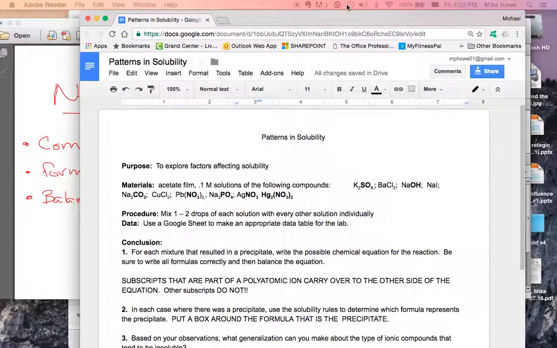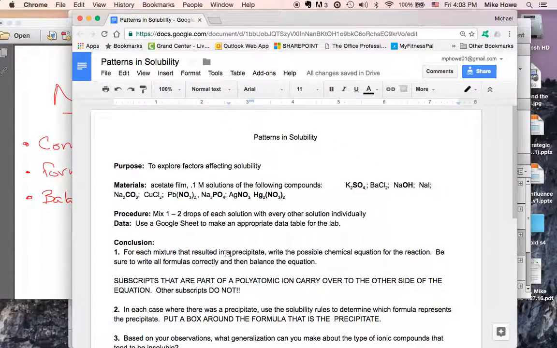The lab handout says, in number 1, for each mixture that resulted in a precipitate, write the possible chemical reaction or equation for the reaction. Be sure to write all formulas correctly and then balance the equation.